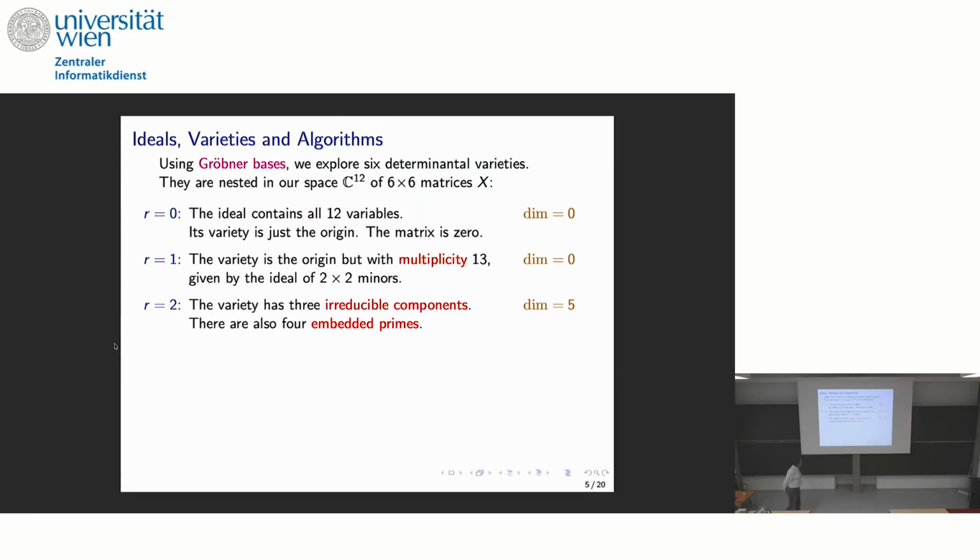Let's look at rank 2. So now we're going to look at the 3 by 3 minors of my matrix. And now you find that the variety has 3 irreducible components. Each of these irreducible components is a 5-dimensional irreducible variety. So algebraically speaking, there are 3 minimal primes. But there are also 4 embedded primes, right? You have these 3 irreducible components, but where these components come together, there's a non-reduced scheme structure. There's some chunky stuff happening where they intersect.